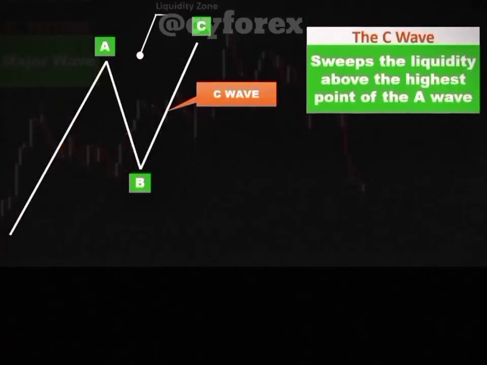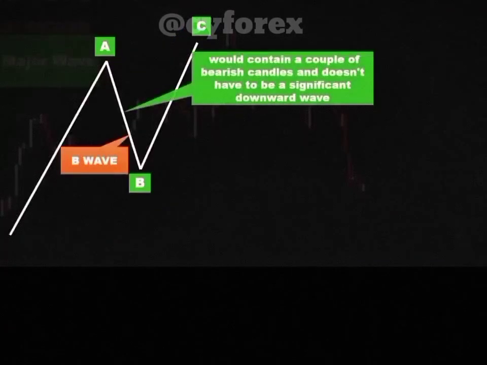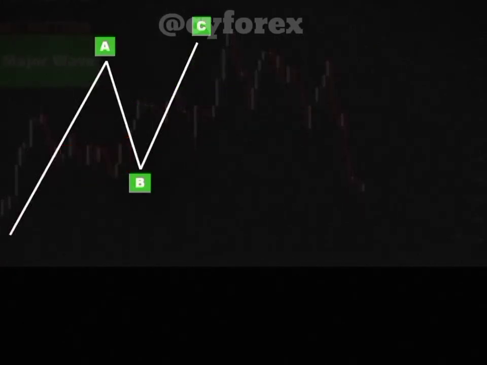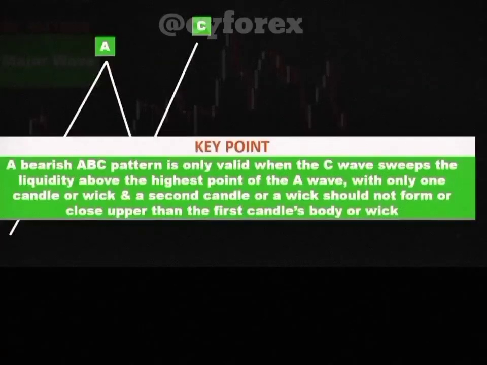The C wave is a liquidity sweep that sweeps out the liquidity accumulated above the high. The B wave would contain a couple of bearish candles and doesn't have to be a significant downward wave. So this is the sort of pattern you should be looking for in a 15-minute time frame according to the rules of our strategy.